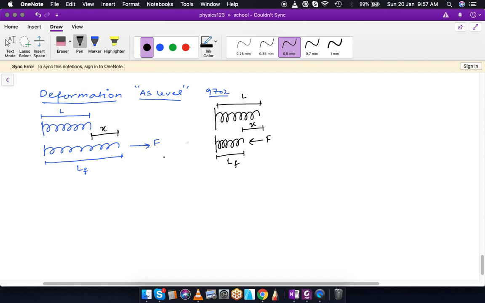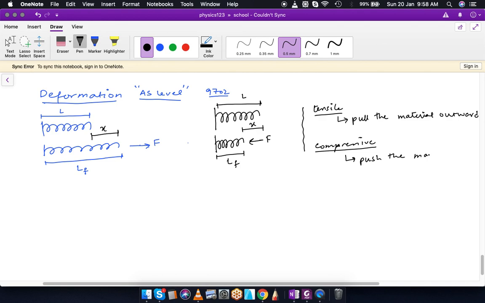Now to bring a change in length, we have two forces which are involved, and those two forces can either be tensile or compressive. Tensile forces, in a very simple manner, we can define that they pull the material outward, and compressive forces push or press the material inward.